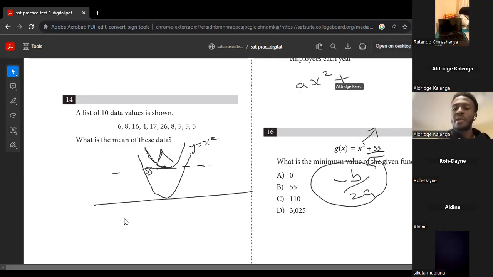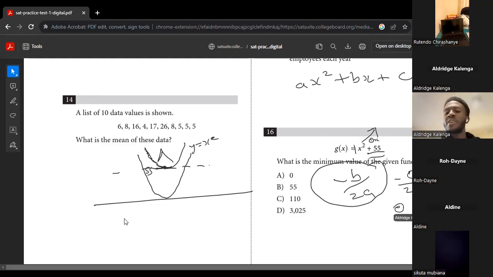So if you have a quadratic expression, in this case our a is 1, our b is 0 because it's as good as there's a 0x there. So our b is 0. 0 over 2 times 1. Anything being divided by 0 is 0.